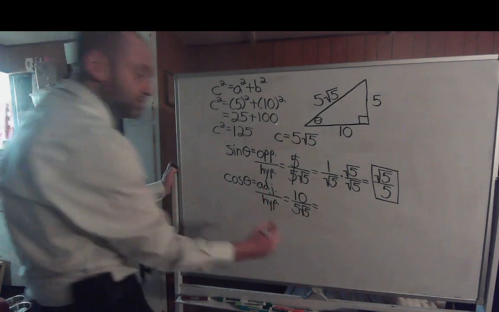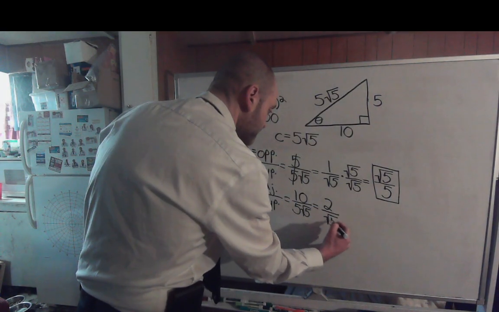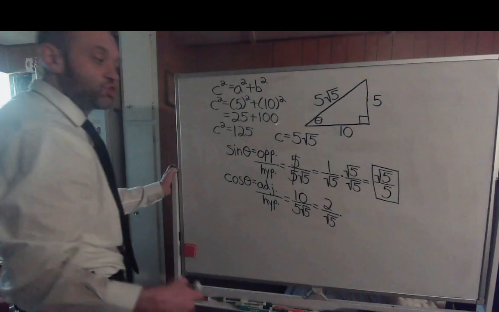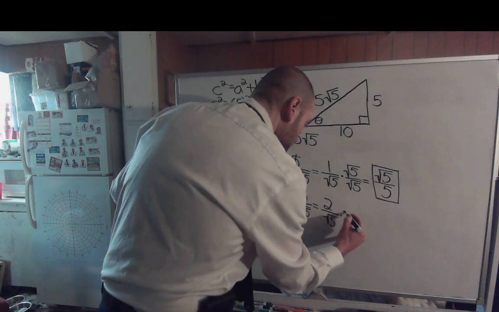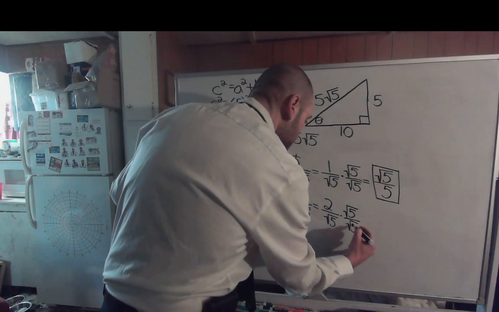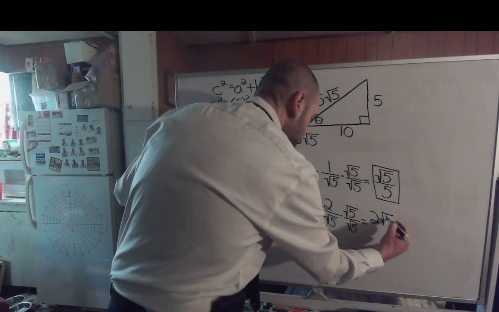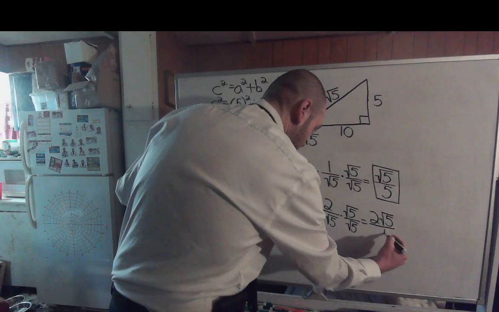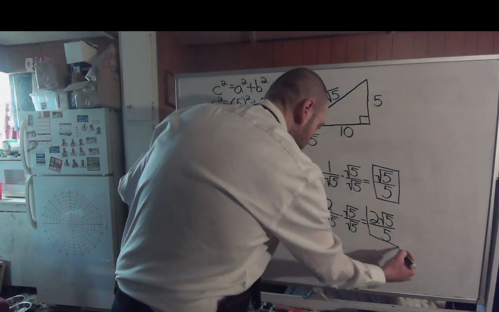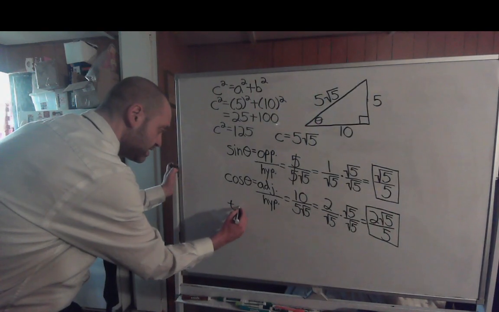Well, the 5 goes into 10. This will turn into 2 over the square root of 5. So go ahead and rationalize your denominator. This will be times the square root of 5 over the square root of 5, giving you your value for the cosine of theta to be 2 times the square root of 5 over 5. So there's your cosine.